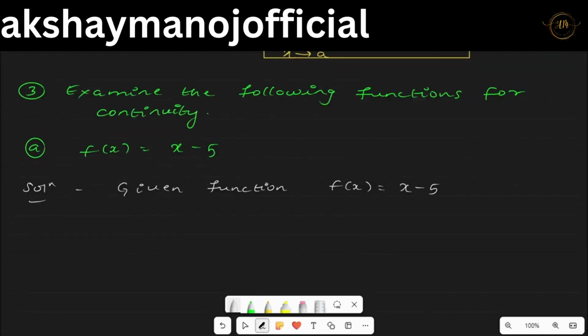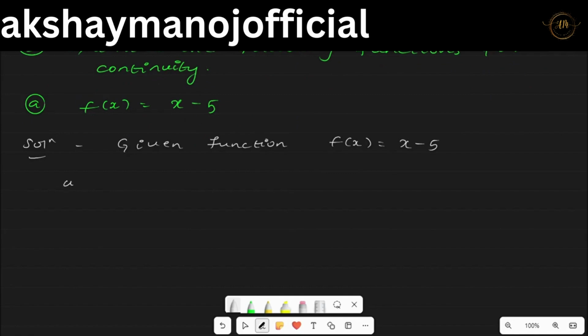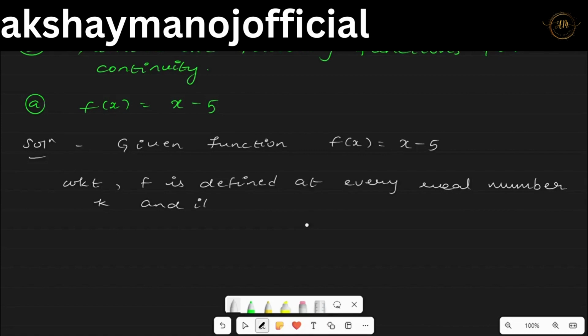Okay. Then we know that. What do we know? f is defined at every real number k, and its value at k is k minus 5, right? In place of x, we are substituting k.